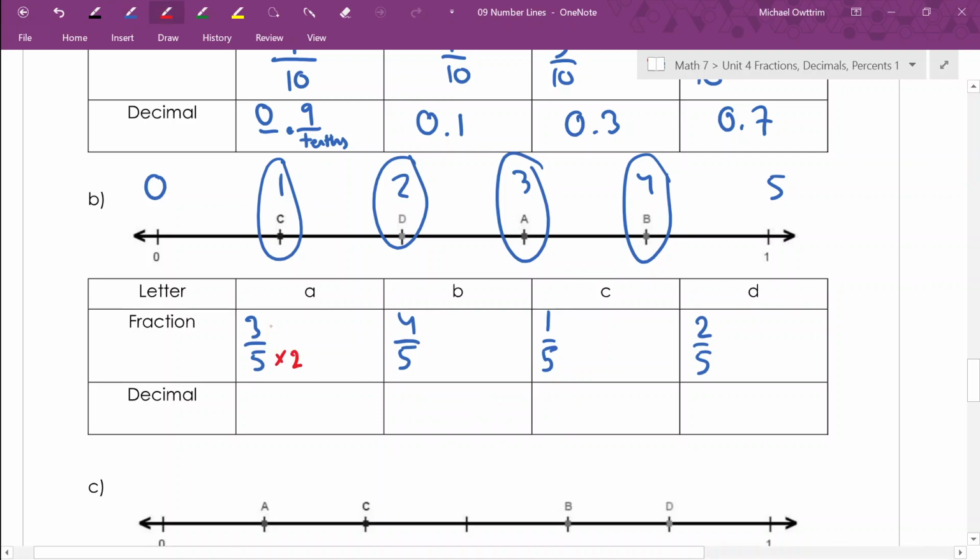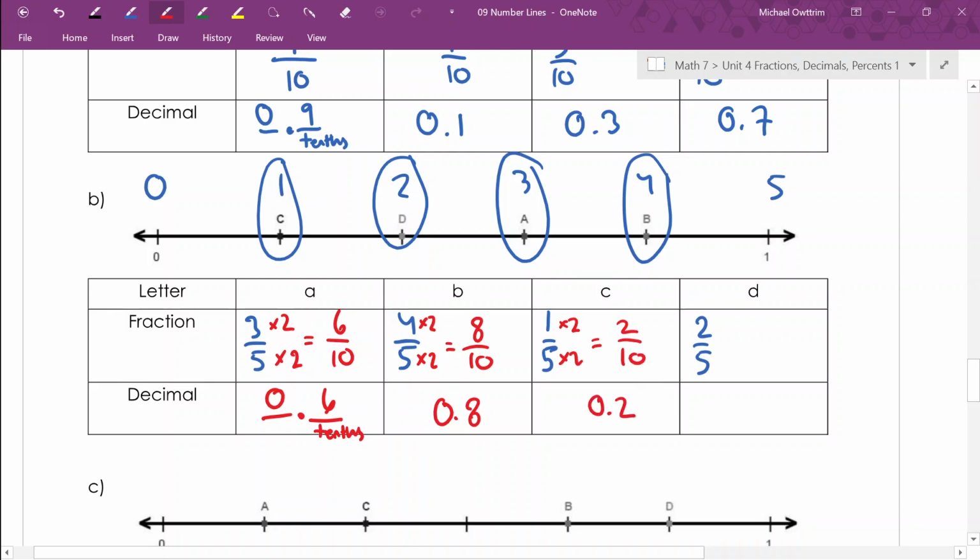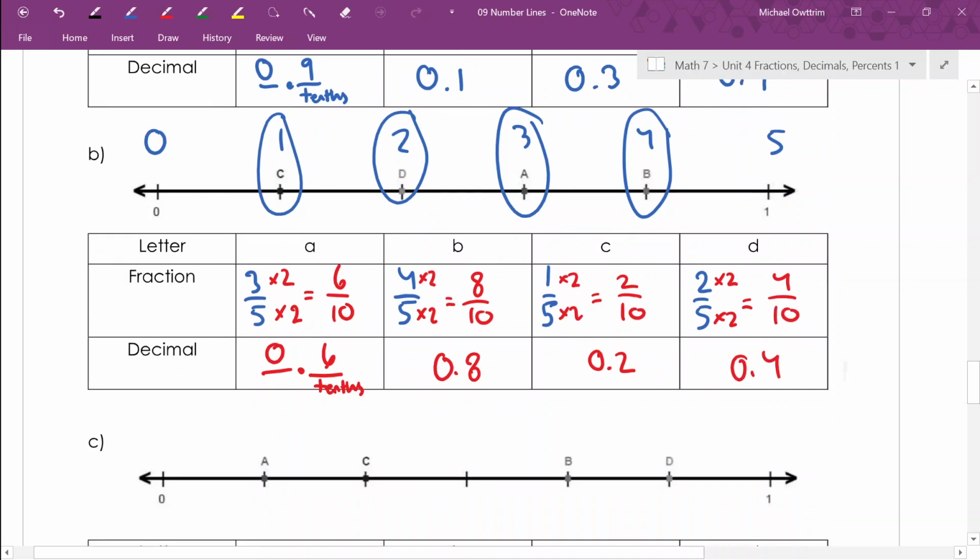Now, fractions out of 5, you are supposed to have those decimals memorized, but if we weren't sure, we could of course convert them to having a denominator of 10. And once we have a denominator of 10, we know that our decimal will be to the tenths place. So 6/10 is 0.6. We're going to also multiply by 2 here. We'll get 8/10 or 0.8. Multiplied by 2, we get 2/10 or 0.2. And multiplying by 2, we get 4/10, which is 0.4.